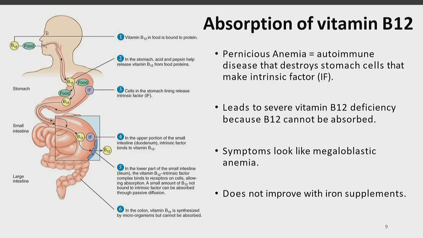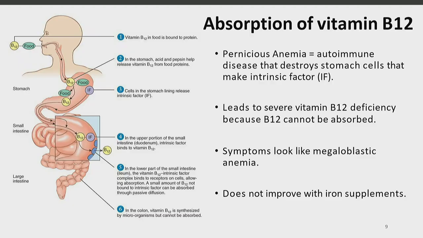And so when the intrinsic factor is not there, that's a problem because your vitamin B12 is not being absorbed optimally. Okay. And so pernicious anemia, because it destroys stomach cells that make the intrinsic factor, can lead to severe vitamin B12 deficiency, because B12 is not being absorbed. And the symptoms of this pernicious anemia look very much like the megaloblastic anemia, right?